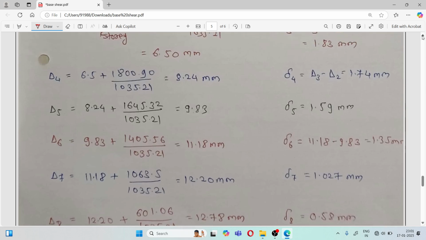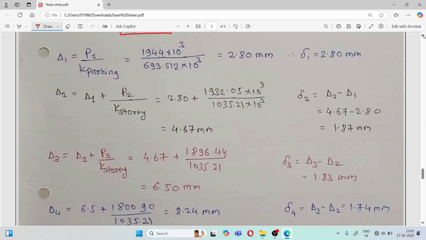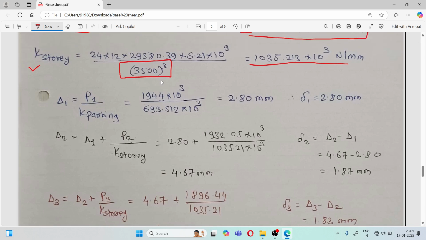Now we are here. How to find the displacement? To calculate the displacement, there is a very simple formula. So what is that formula? We know that stiffness K is nothing but force upon displacement, right? Therefore, the displacement will be force upon stiffness. Now you have to consider the forces.